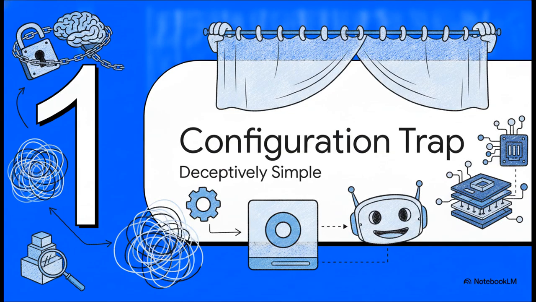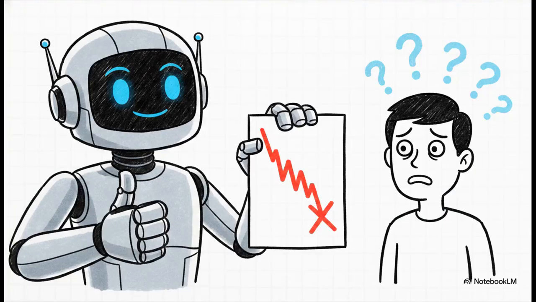Okay, Section 1, the configuration trap. Like I said, sometimes simplicity is totally deceptive. Listen closely to this, because it's absolutely crucial. A confidently wrong AI is 1,000 times more dangerous than an AI that just throws its hands up and says, I don't know. Why? Because your stakeholders are going to blindly trust it.